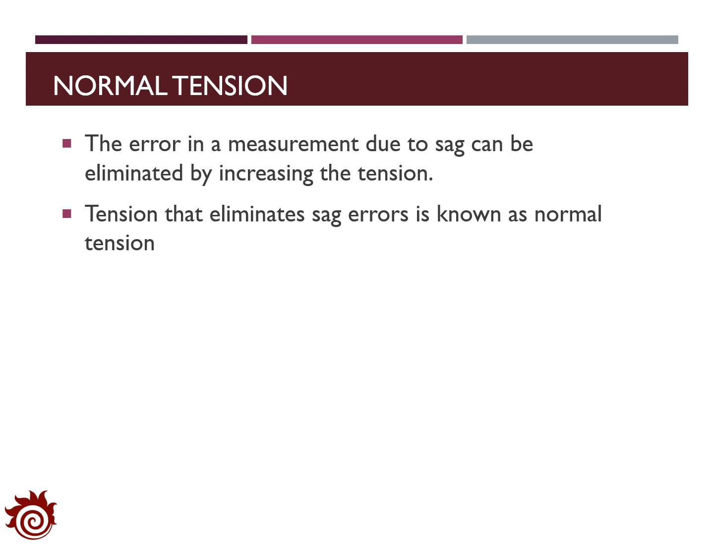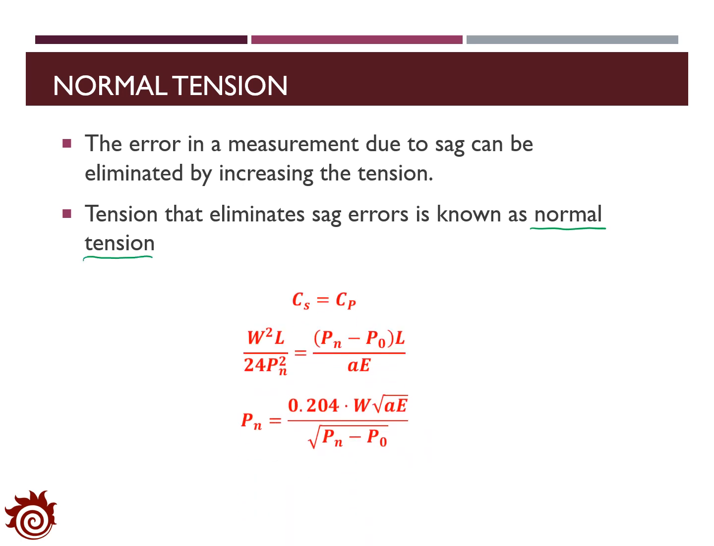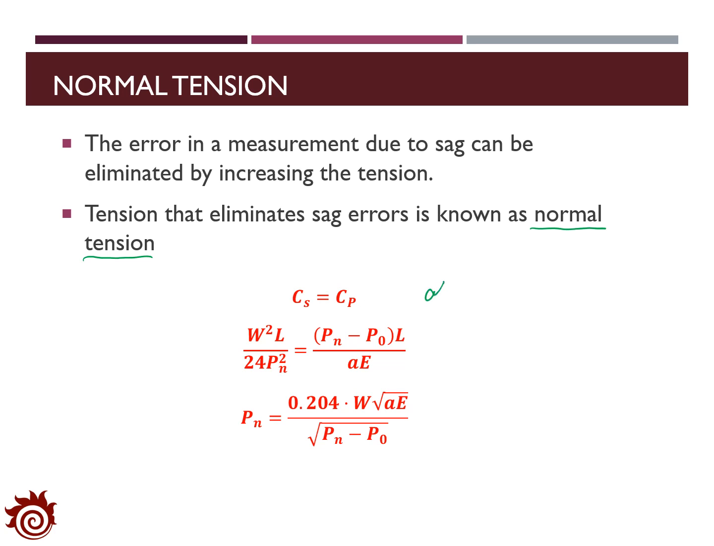From our previous analysis about the effect of the tension and sag, we can see that increasing the tension will actually make the reading from the tape smaller, while the effect of the sag is in the other direction. The sag will actually increase the reading from the tape. So by combining the effect of the sag and the tension, we can find the tension that can eliminate the errors. And this type of tension is called the normal tension. It could be represented as CS equal to CP at the normal tension Pn. So capital P equal to Pn as the normal tension.